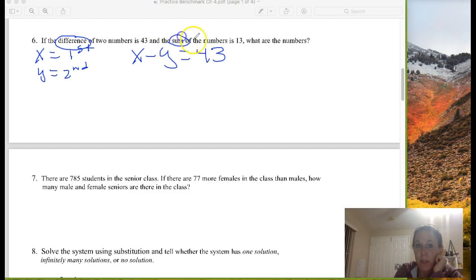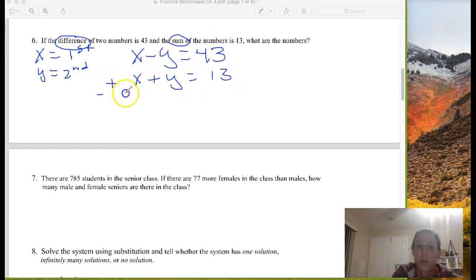The sum of the numbers is 13. That means I'm adding them. The sum, x plus y, is 13. What are the numbers? Well, you got a system of equations here. My suggestion would be to solve this by elimination. Just add the two together. The y's will fall out.